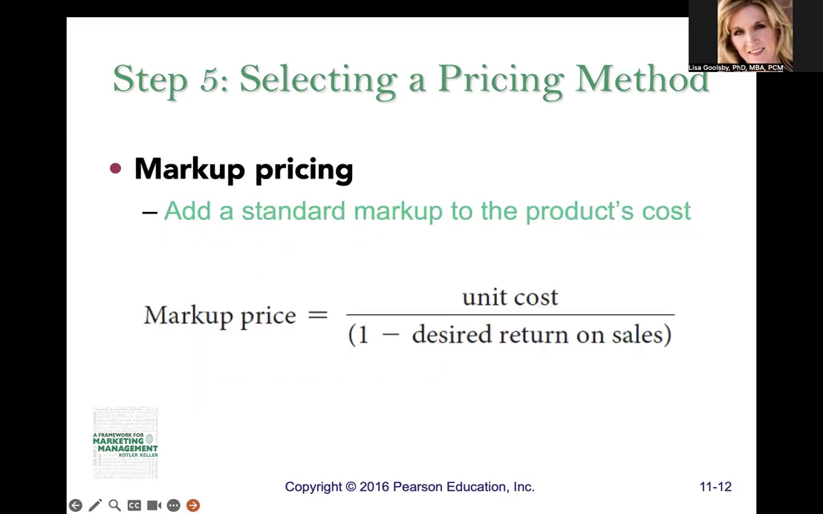A lot of companies do what we call markup pricing. You just add a standard markup to the product's cost. So anything that comes in, you don't have to add anything to it, you're just serving as a pass through. You could have a standard markup.